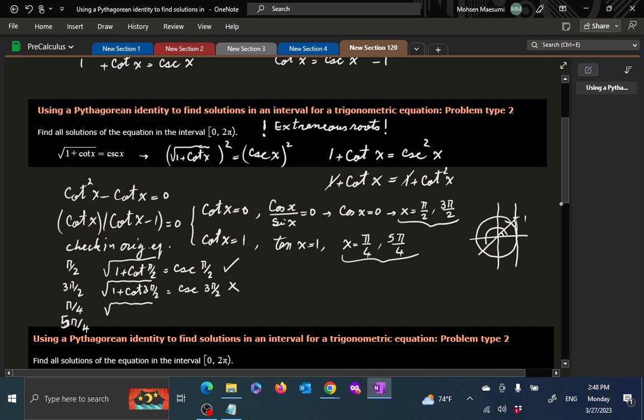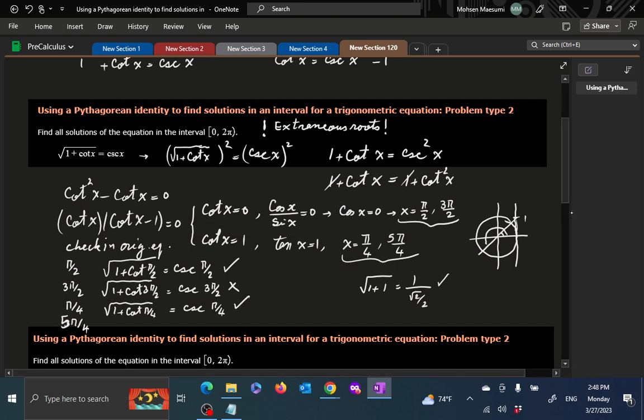Next is 1 plus cotangent of pi over 4, and the right hand side is cosecant of pi over 4. The cotangent of pi over 4 is 1, so we are asking, is 1 plus 1 equal to cosecant of pi over 4, which is 1 over sine of pi over 4? Sine of pi over 4 is radical 2 over 2, and if you check them, these two quantities are the same, so this checks out.